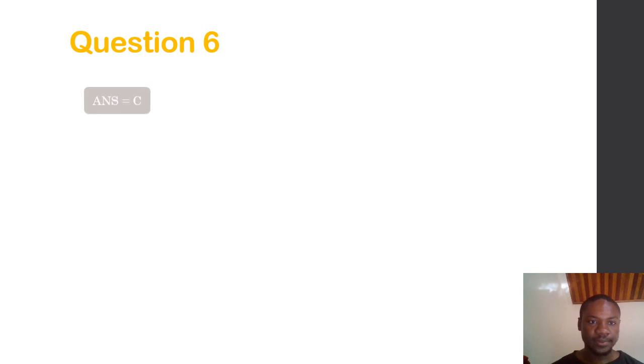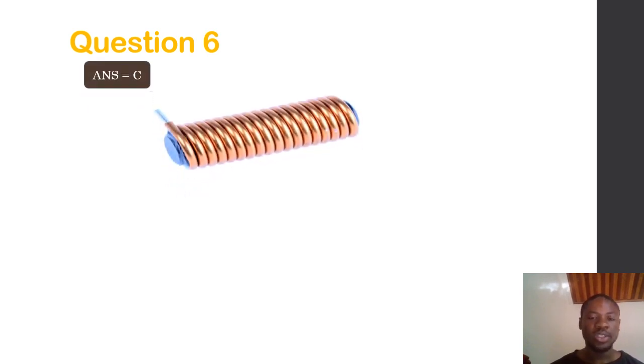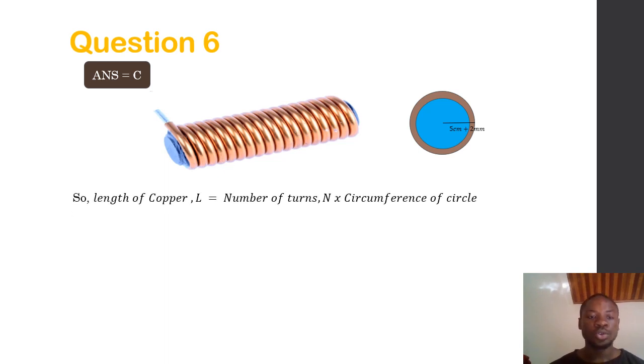Question 6. The answer is C. So take a look at the copper wire which is wound around the conductor, and we have the longitudinal view and we have the cross-sectional view. So the length of the copper wire, which is L, is equal to the number of turns N times the circumference of one circle. You see that it will correspond to it, provided there is no space between each turn.